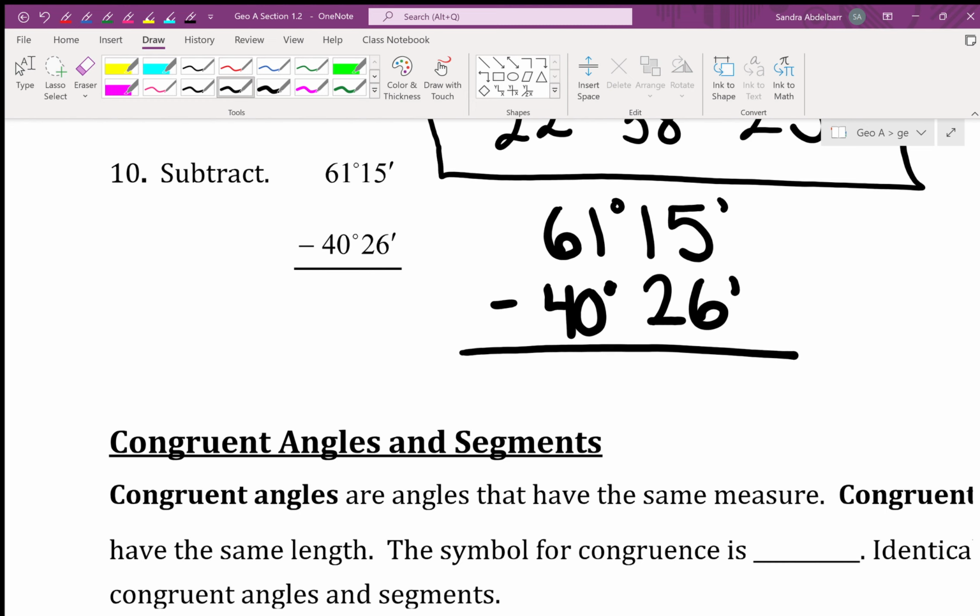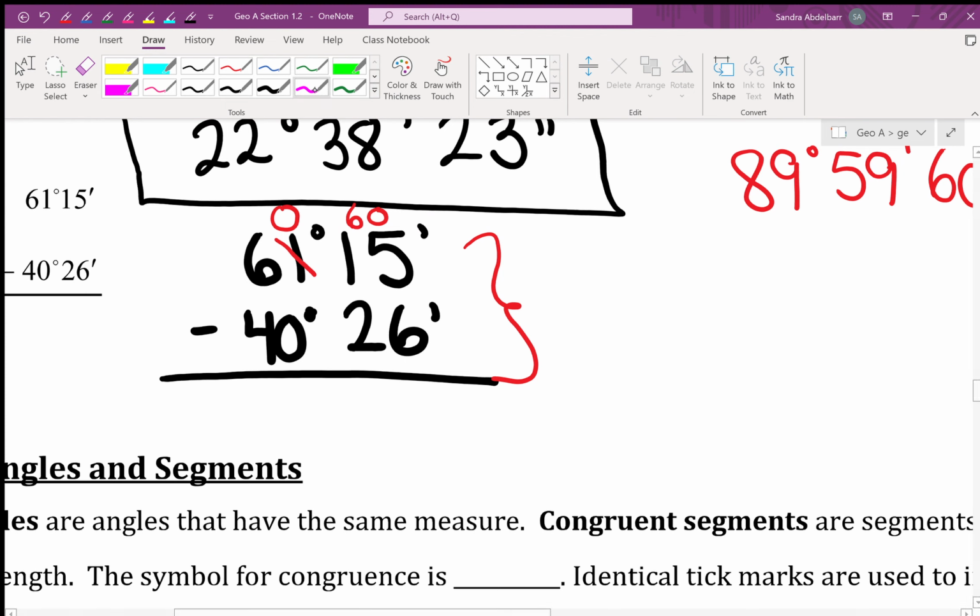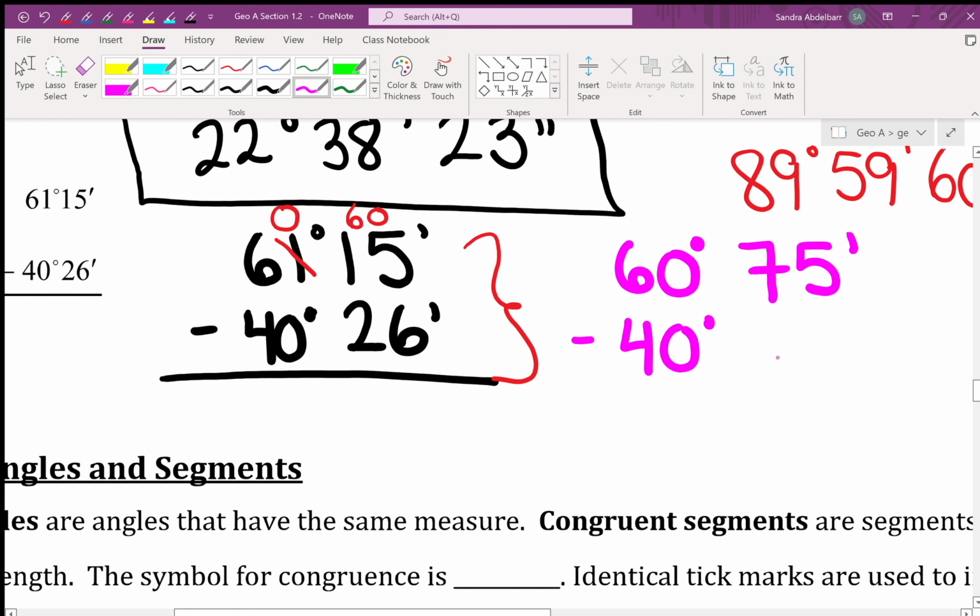But where do we need to borrow from? We're going to need to borrow from the degrees because these are 2 different measurements, right? Minutes and degrees. So I'm going to borrow 1 degree. When I borrow 1 degree, that becomes 60. No problem there, right? But now when I go back to the minutes, I'm not adding 1 minute. I'm adding 1 degree, which is 60 minutes. Exactly. I'm adding a 60 here. So this becomes 60 degrees, 75 minutes, and then we can subtract 40 degrees and 26 minutes.